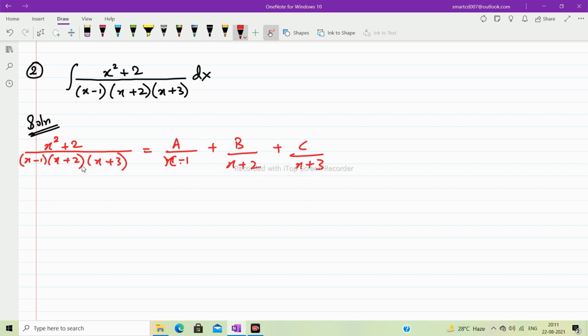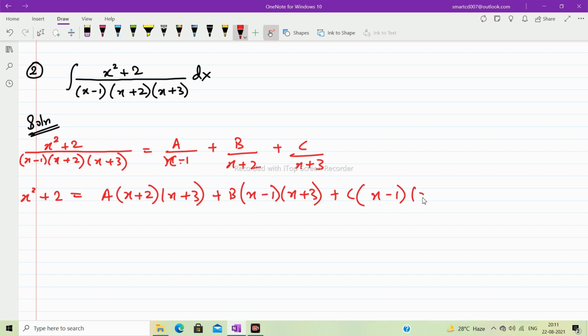Now I can again take LCM. This time you just have to be a little careful with LCM because here you'll have a into two terms, so you'll have (x plus 2)(x plus 3). For b, you'll have two terms, (x minus 1)(x plus 3). And for c, you'll have (x minus 1)(x plus 2), and the common denominator will get cancelled.